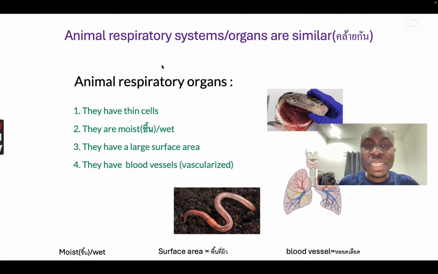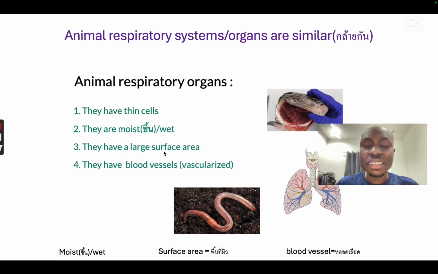All the respiratory systems or organs in animals are similar because, number one, they have thin cells. The cells are very thin so that oxygen and carbon dioxide can exchange easily. Number two, the respiratory organs or systems are moist or wet. This is also to help oxygen and carbon dioxide exchange easily. They exchange easily when the organs are wet.